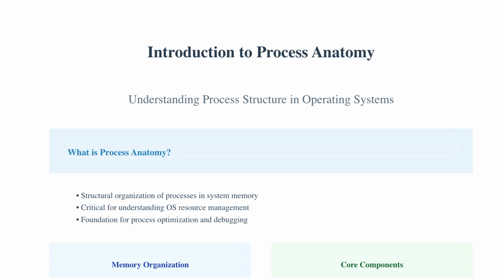Today we're diving deep into how processes are structured and organized in system memory, which forms the foundation for understanding advanced operating system concepts. Let's begin with our fundamental question. What exactly is process anatomy? Process anatomy refers to the detailed structural organization and layout of processes as they exist in system memory during execution.